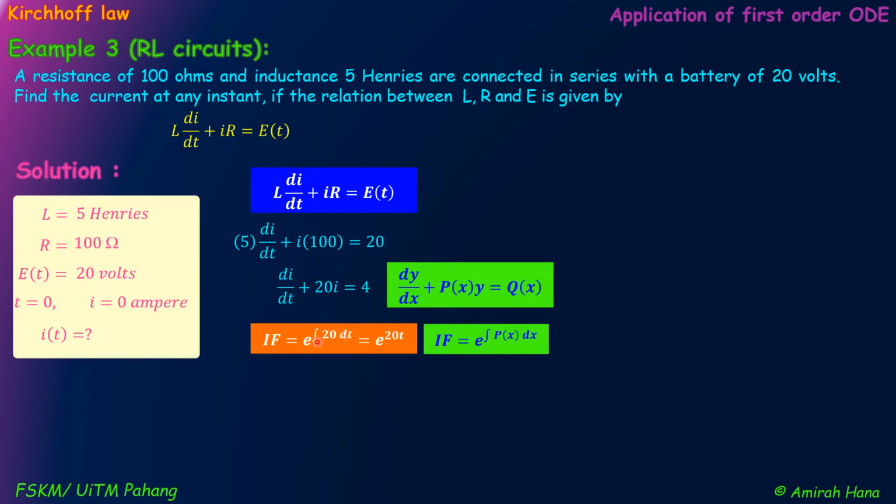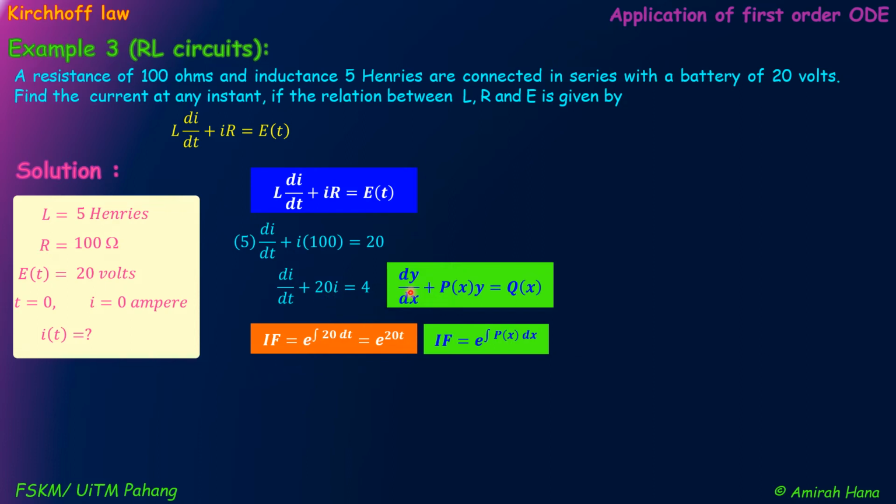When we integrate constant 20 with respect to t, it equals 20t, plus c. But we don't need to put plus c, because we have not finished solving this question. Alright, so from here we got IF equals e to the power of 20t. And then after we find IF, we need to find the general solution.